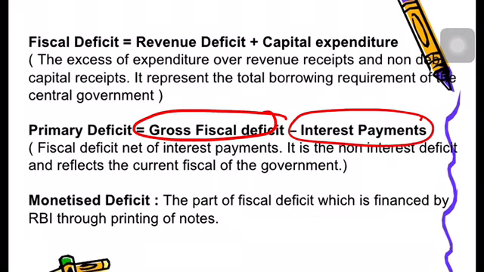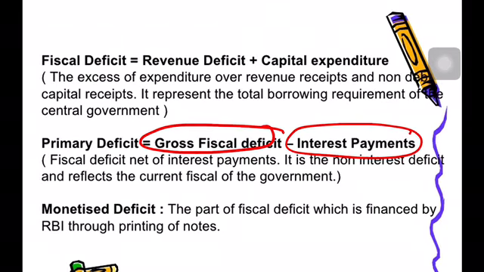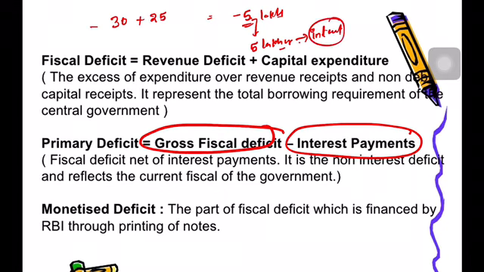Why? Because how much we are actually raising is more important. In the fiscal deficit, as I told you earlier, the government is spending 30 lakh crore and getting only 25 lakh crore, so the deficit is 5 lakh crore. If the government is raising 5 lakh crore, it is also paying the interest for the earlier loans. In this 5 lakh crore, you are giving some amount as interest payments for the previous loans. So if you remove that interest on the previous loans, then you will get the primary deficit.